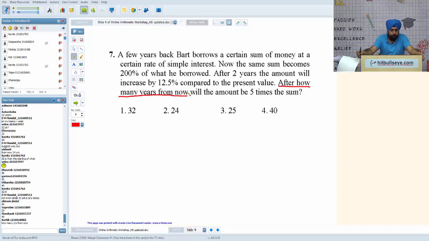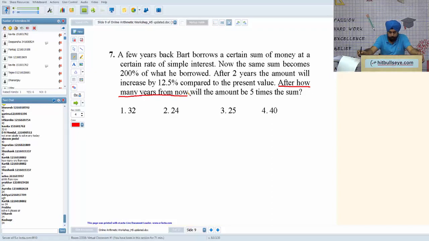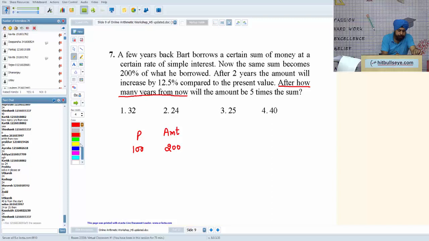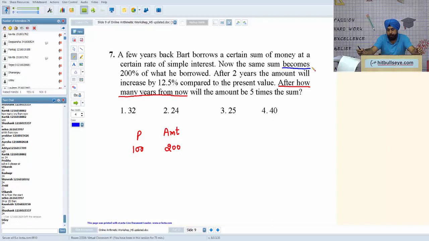How many years from now? Okay, so let's solve it, students. Now here, see, a few years back, the same sum now becomes 200% of what he borrowed. So you can say if the principal happens to be 100, the amount happens to be 200. Mind it, it becomes 200%, it does not increase by 200%. These are two different things. If something increases by 200%, it becomes 300%. But if it just becomes 200%, that means there is an increase of 100%.